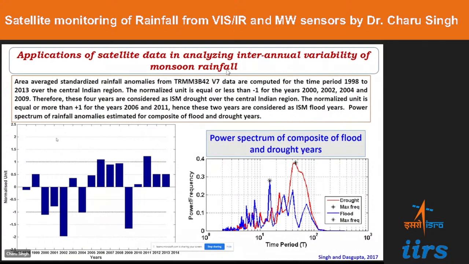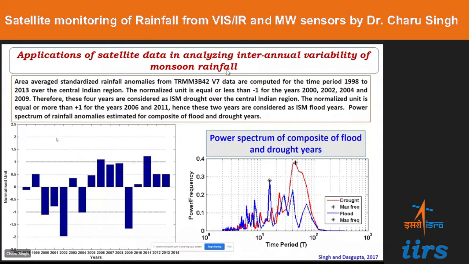So in this picture, we can see that there are years like 2000, 2002 and 2004. Also 2009. All these 4 years have a normalized unit of the order of -1 or less than that. So all these 4 years come under the category of drought years. Likewise, as per the definition, the normalized unit for 2 years, 2006 and 2011, is +1 or higher than that. So these years are the flood years of the Indian summer monsoon.